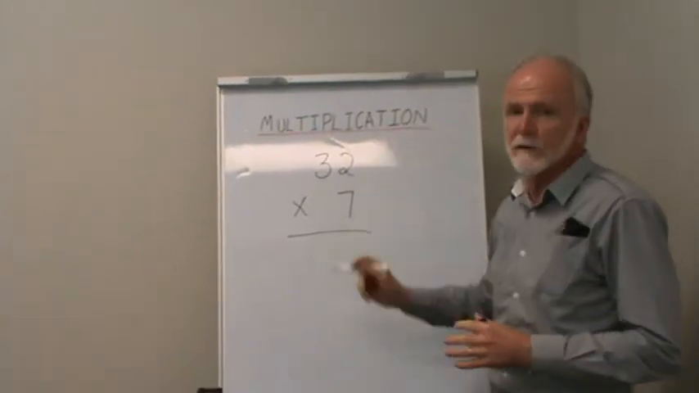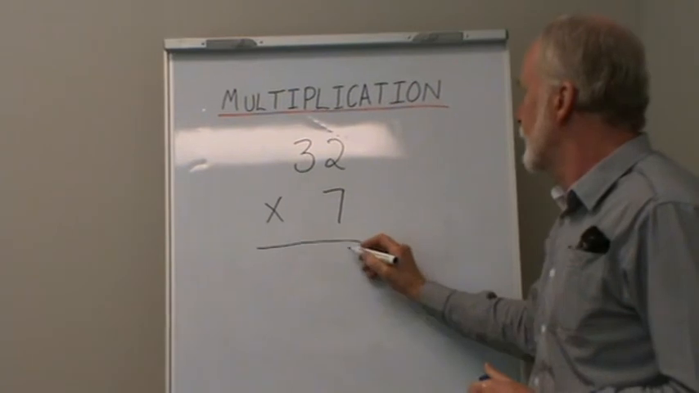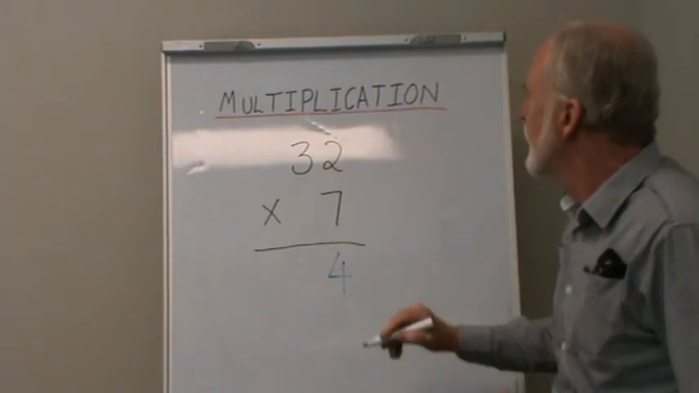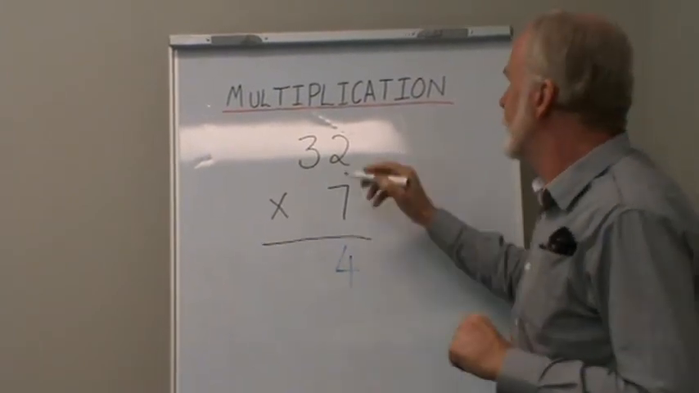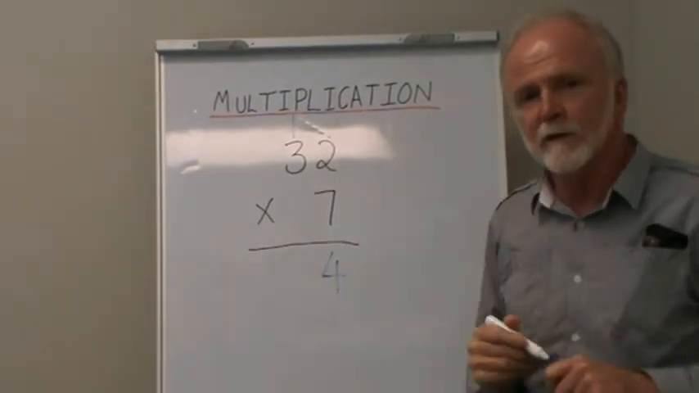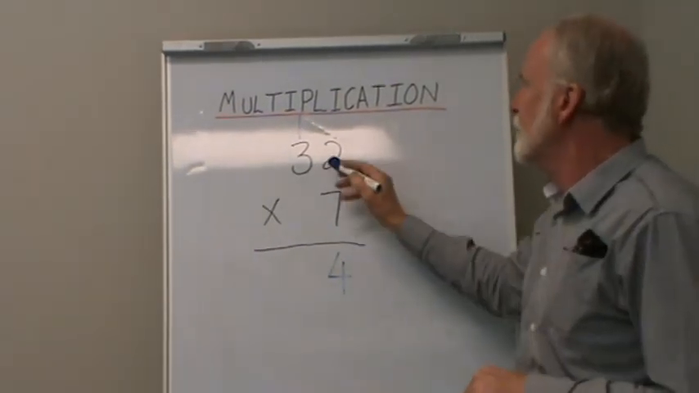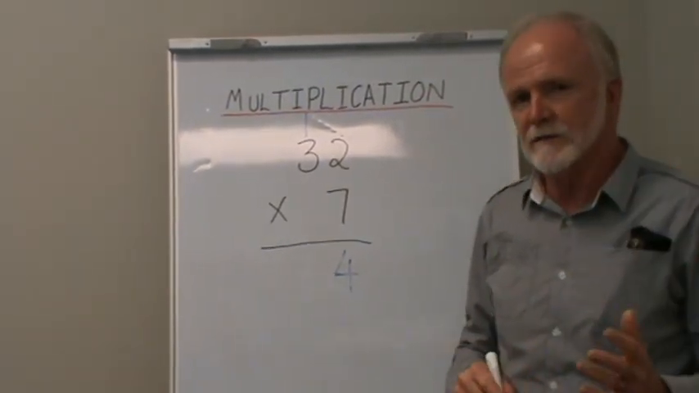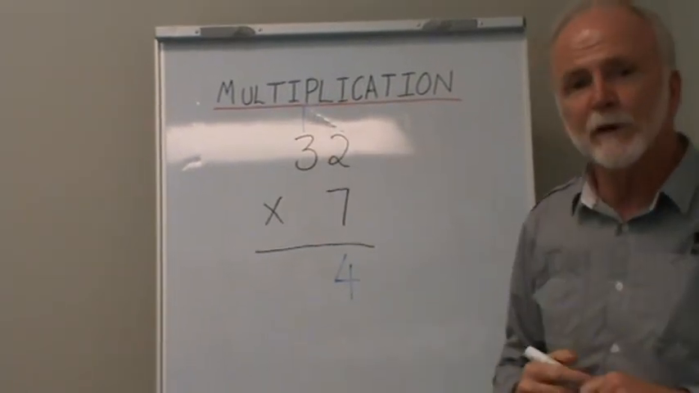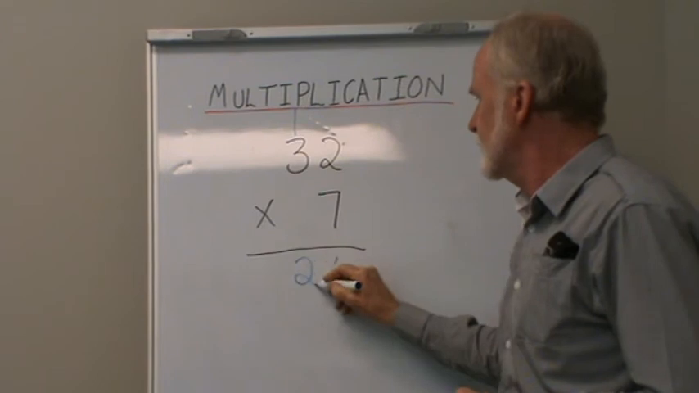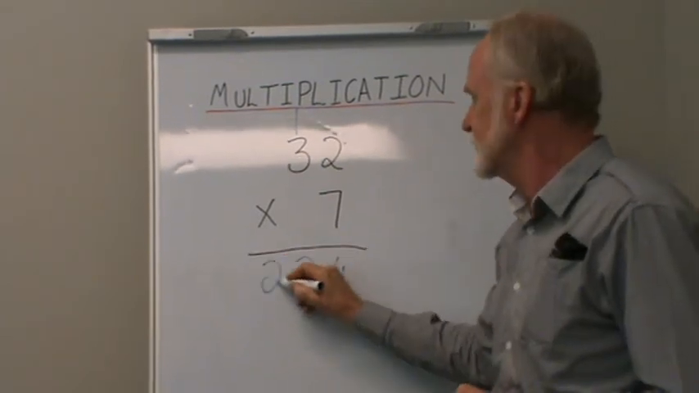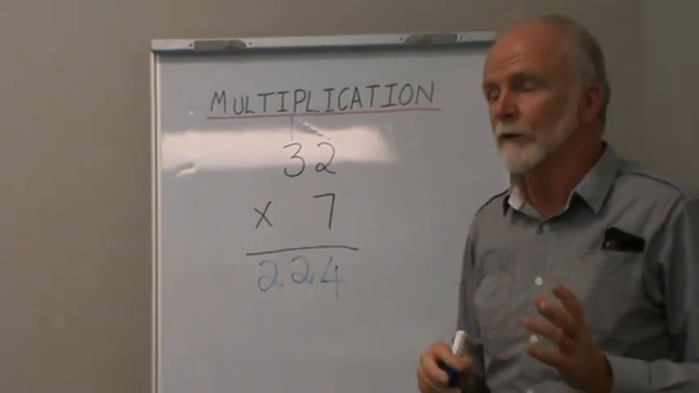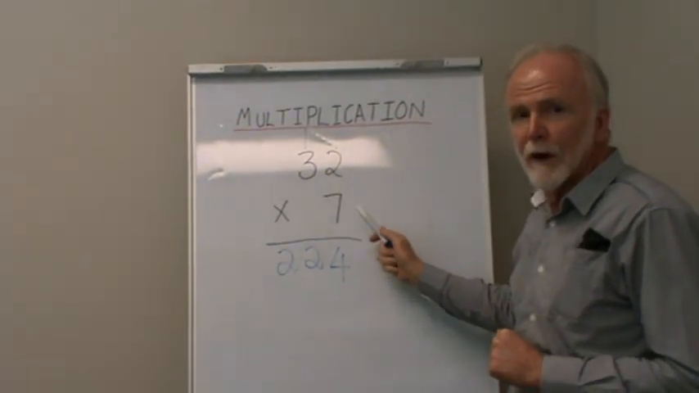7 ones by 2 ones is 14 ones. Record the 4 ones. Then we rename the 14 ones as 1 ten and put that with the other tens. 7 ones by 3 tens, as we found with the calculator, is 21 tens. And then there's another ten as well, so that's 22 tens. Record the 2 tens and rename the 20 tens as 200s. 224. That's the process for doing two-digit numbers multiplied by a one-digit number.